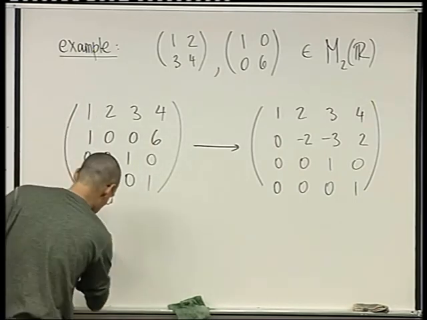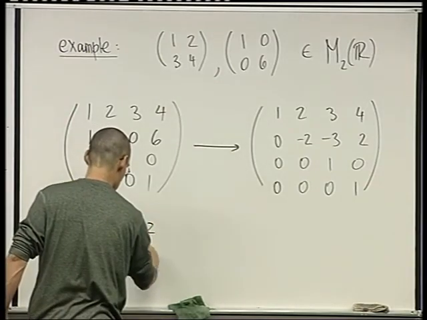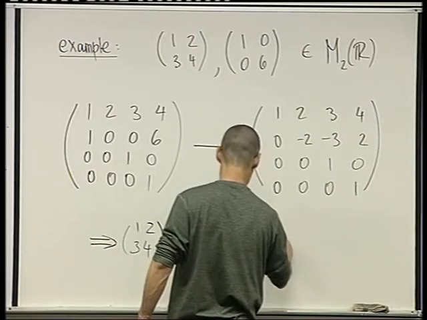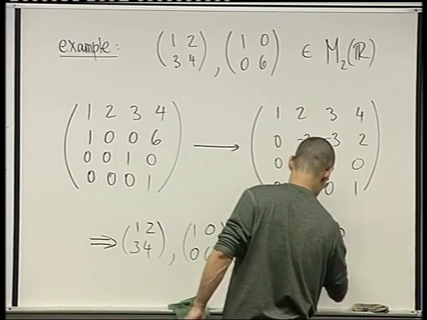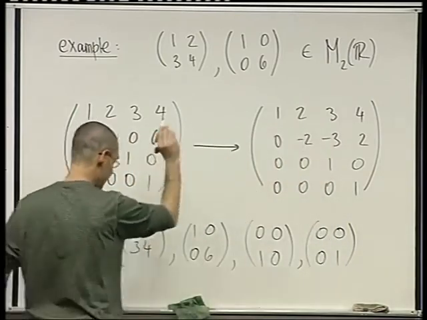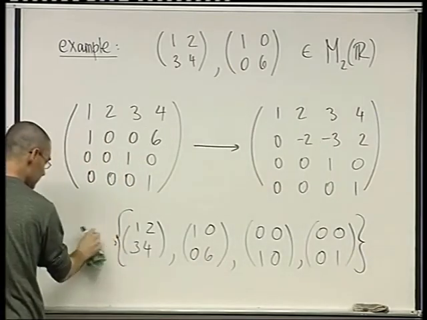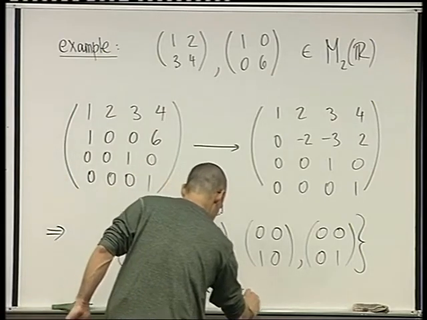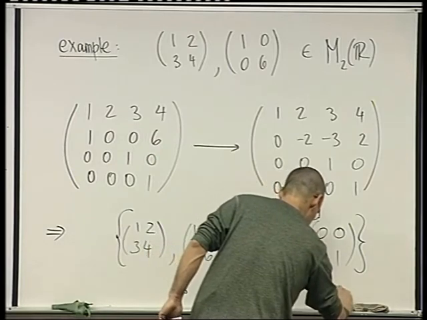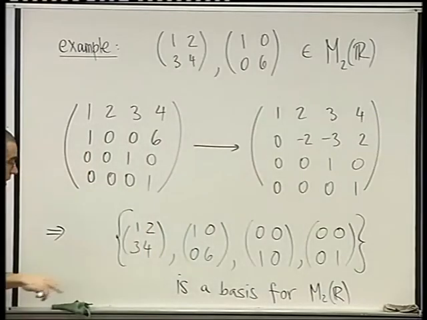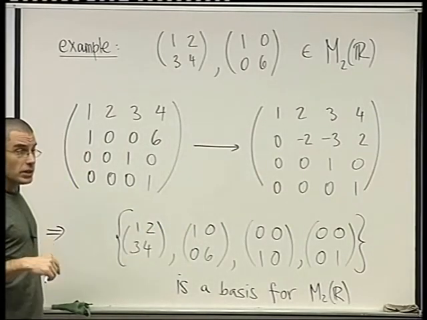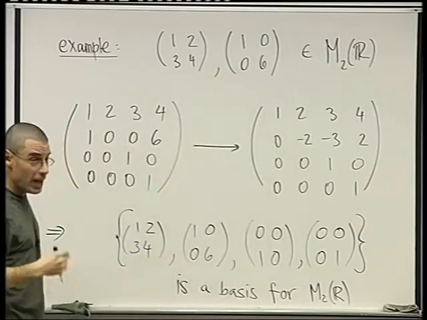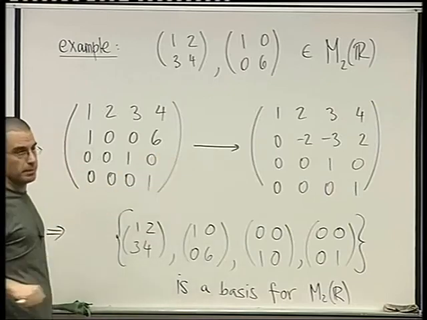And therefore, these two matrices, 1, 2, 3, 4, and 1, 0, 0, 6, together with these two matrices, 0, 0, 1, 0, and 0, 0, 0, 1, this set of four elements is a basis for M2R. That includes the two that we started out with, which were linearly independent. Okay, good. Is the idea clear? Okay, so we can always take a linearly independent set, and if there are not sufficiently many elements, we can complete it and make it into a basis.